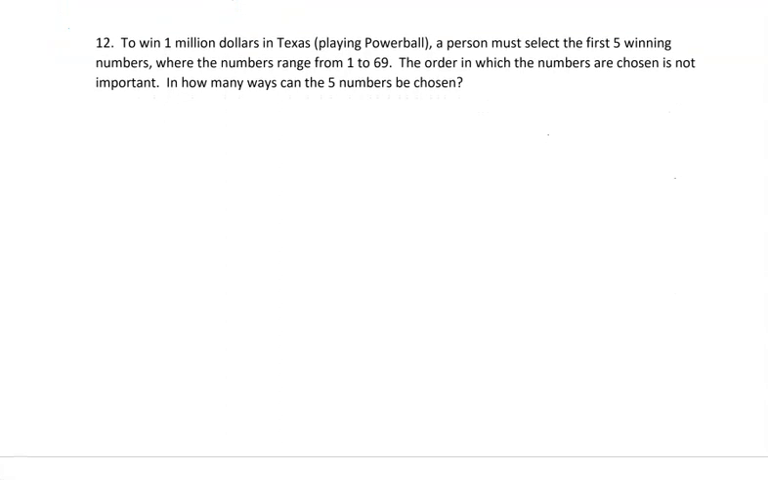All right, to win $1 million in Texas playing Powerball, a person must select the 5 winning numbers where the numbers range from 1 to 69. The order in which the numbers are chosen is not important. In how many ways can the 5 numbers be chosen? So, this one even pretty much tells you the order in which they are chosen is not important. So, order does not matter.